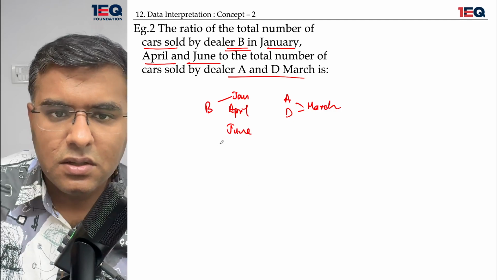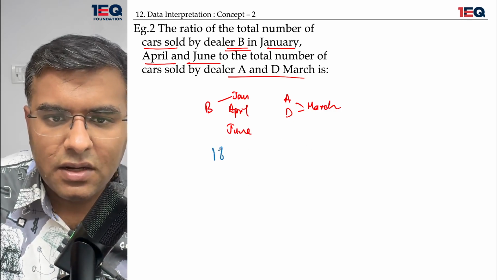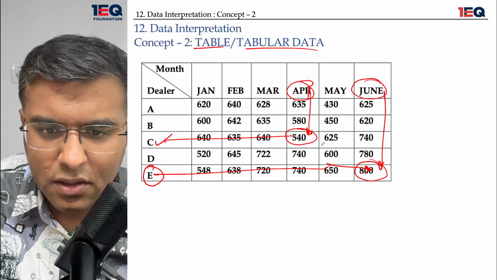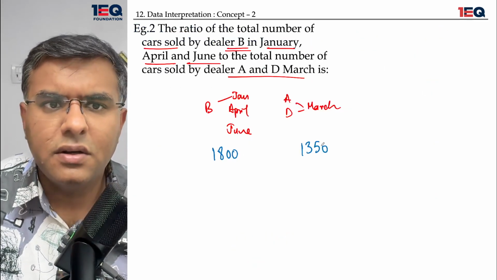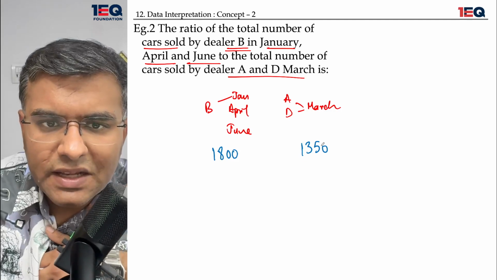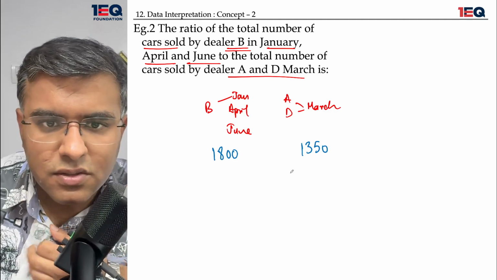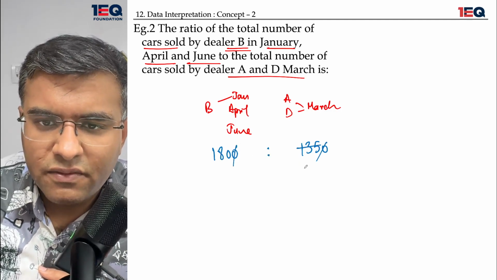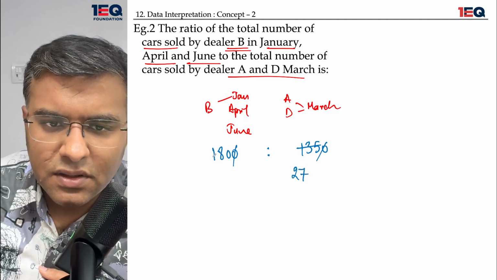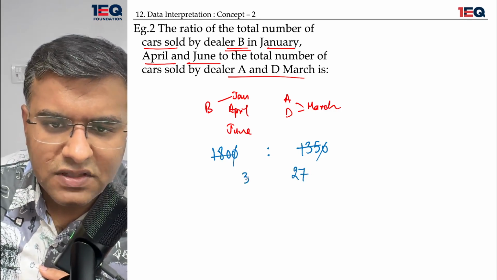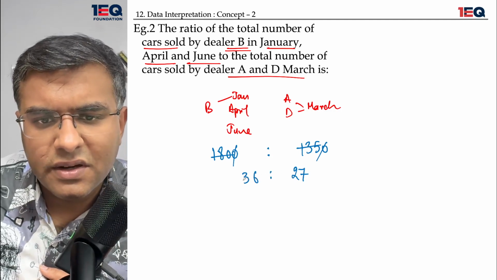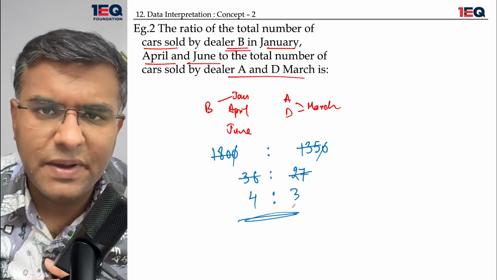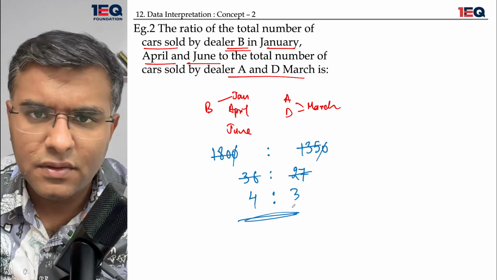The ratio has been asked. This is 1800 and this is 1350. I'll go back and check. Yeah, 1350. The ratio of the total number of cars sold by dealer B in Jan, April, June. Yeah, so this is what I need to find out. 1800 and 1350. Quickly, I'll solve it. 5 twos are 10, 5 sevens are 35. 5 threes are 15, 5 sixes are 30. Yeah, 36 is to 27. 9 threes are 27, 9 fours are 36. 4 is to 3 is my final answer. Good enough? Let's move on.